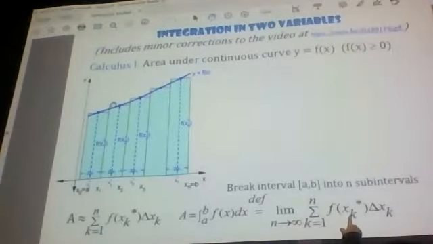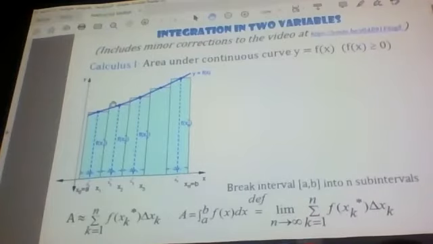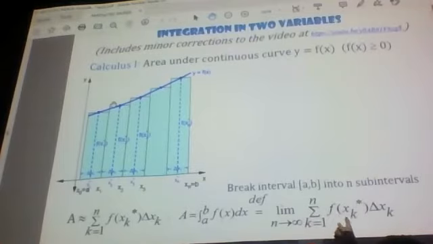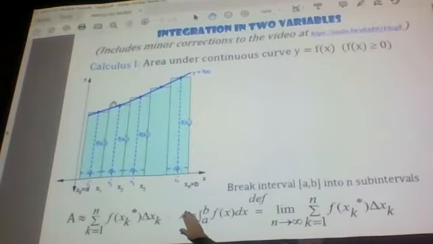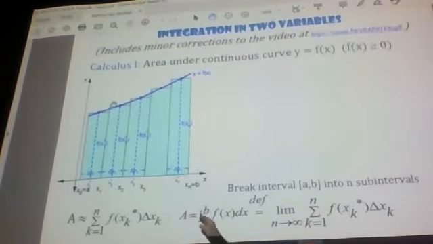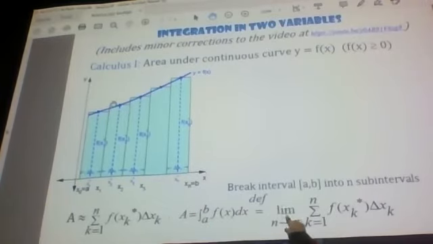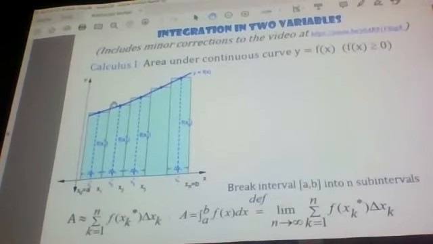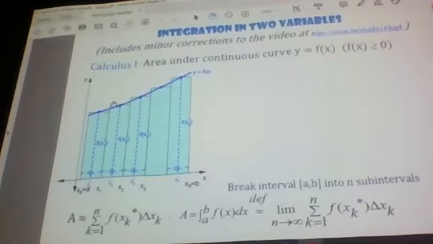But those functions for which this is the same number, so that the inscribed and circumscribed rectangles give you the same limit, we'll call integrable functions. We'll say this notation, integral a to b f of x dx, called the definite integral, will mean the limit of the sum f of x k star delta x k. Furthermore, if f is not negative, that's what we want to call the area under the curve.